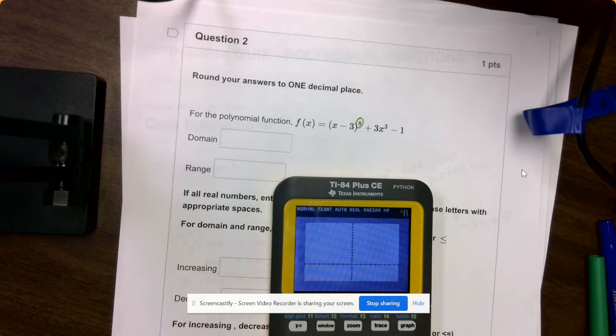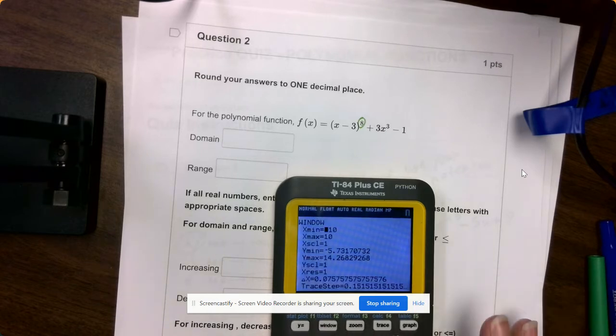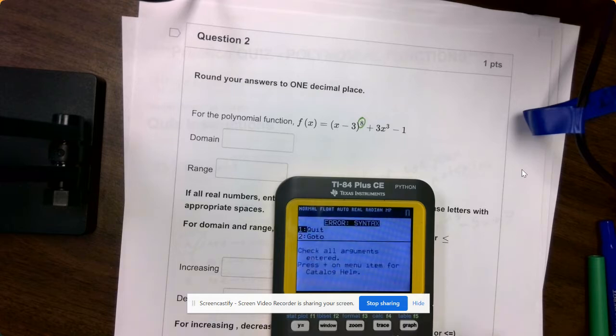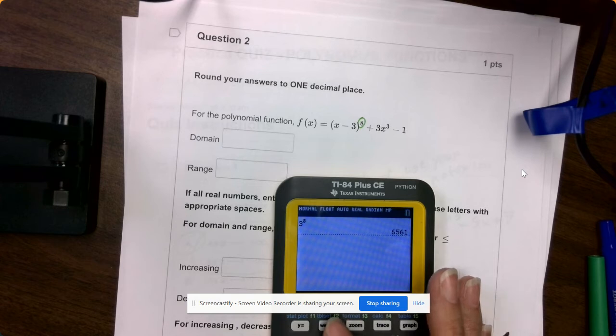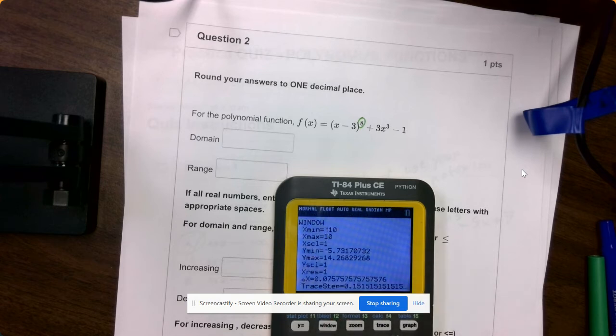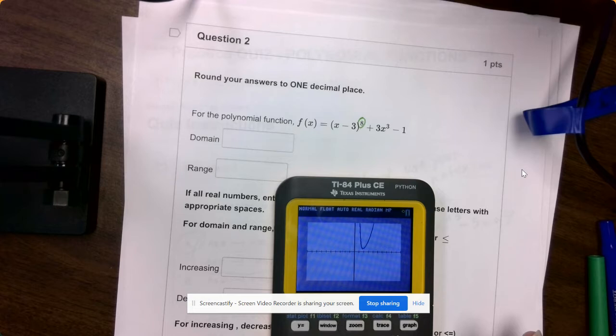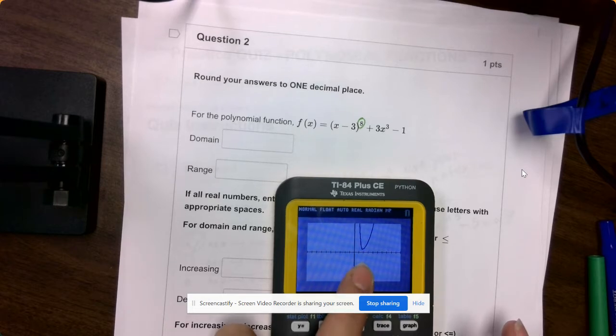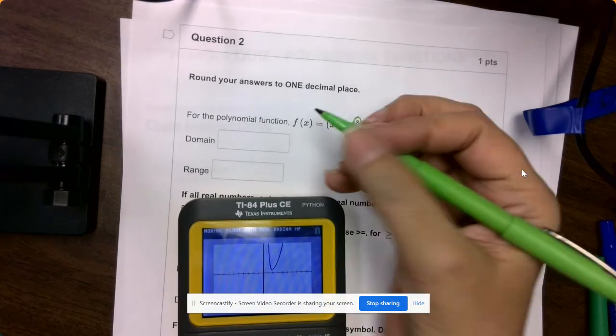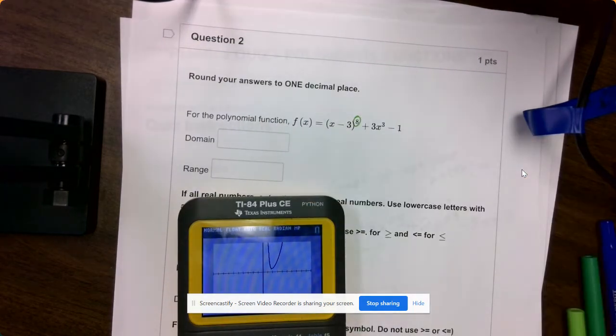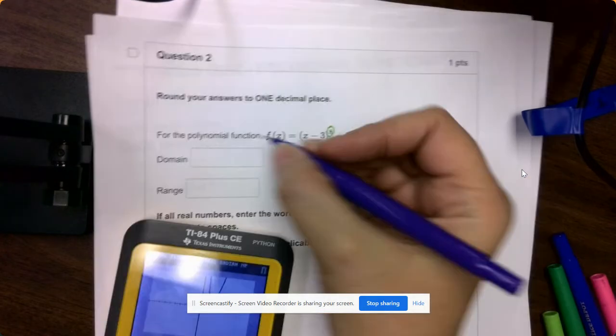I can't see anything. So I go to the window. I'm going to try y-axis. Sometimes you might want to check, make sure you use the negative sign for the y minimums. Okay, I graphed it so I can see it. Okay, so domain, everybody, it has the arrows on it, so it's going to be all real numbers. So yes, you type that out, all real numbers.